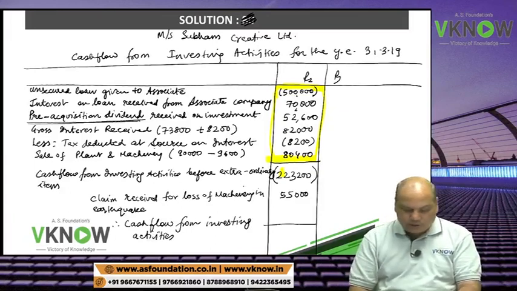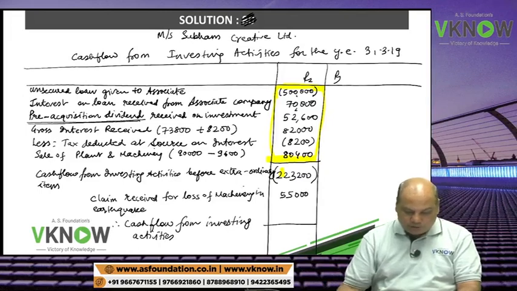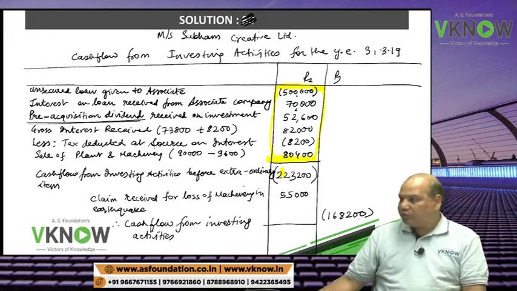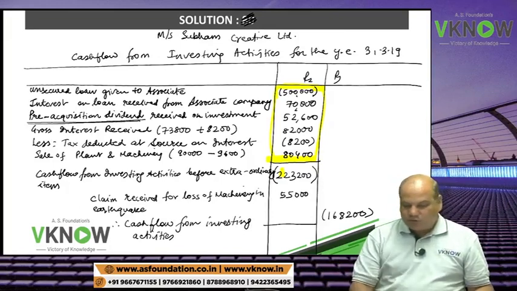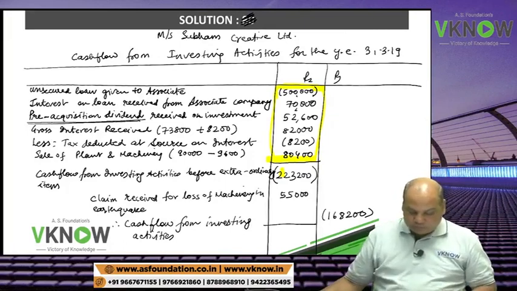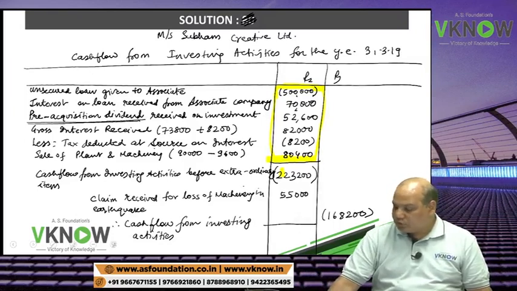Now you will take the net figure in the outer column plus 55,000. Kirti is right. 168,200 negative. 168,200 rupees negative is the final answer. 168,200 is the answer. Tanya is right. Chaurasia is right. Thakur is right.